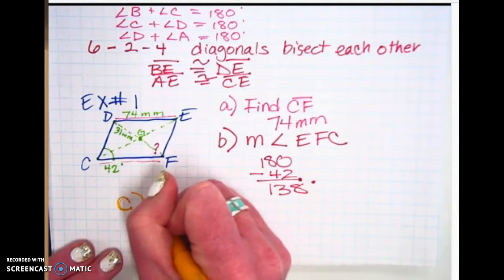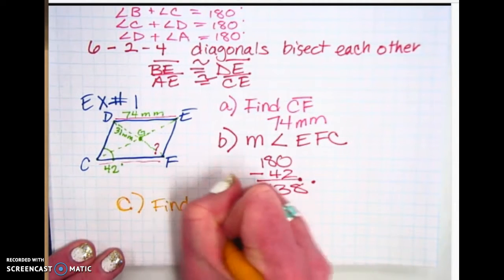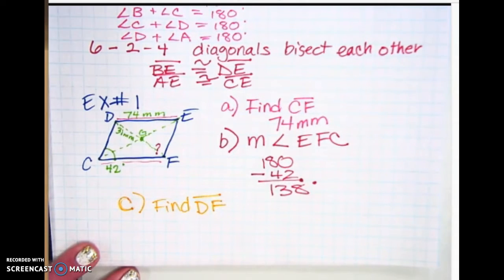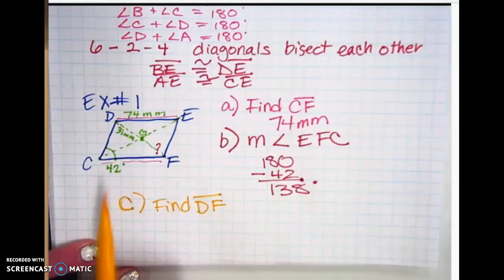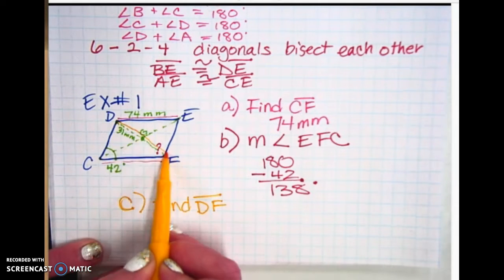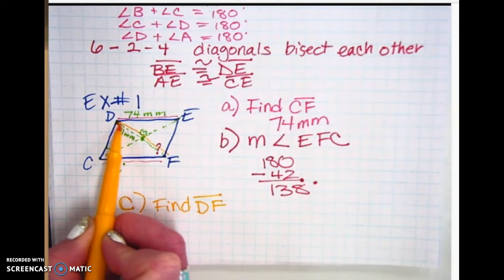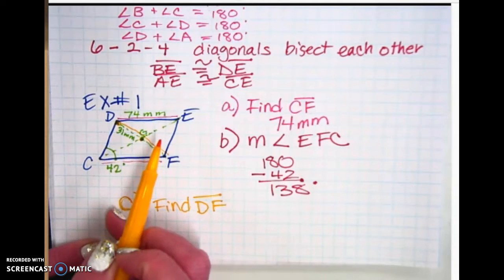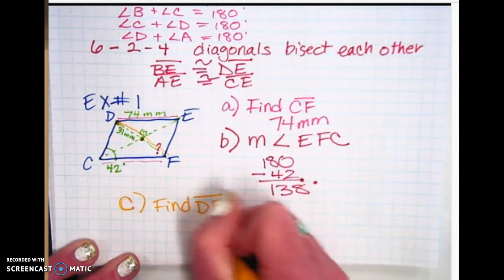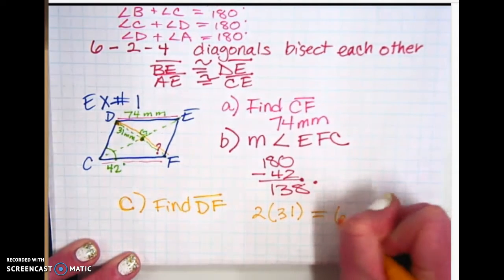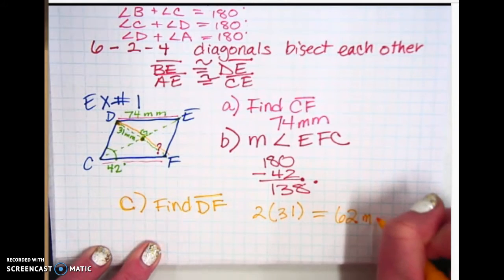Part C, this one we want to find the length of DF. So you come over to your parallelogram, you go, here's D, here's F. So we want the length of the whole thing, while I only gave you this little piece right here. So what should I do with it? Double it. Add it twice or double it, it's the same thing, right? So I'm going to go 2 times the 31. It should be 62 millimeters.